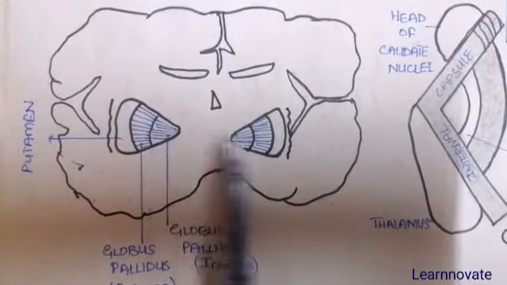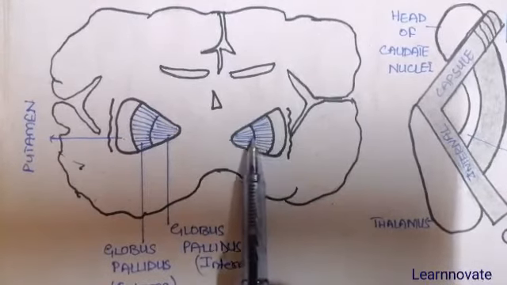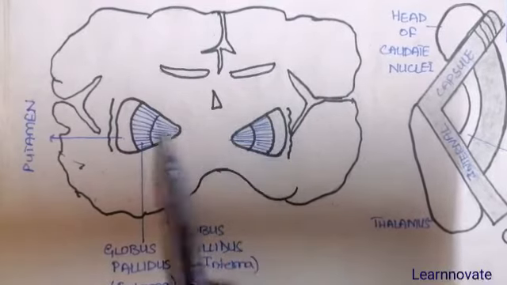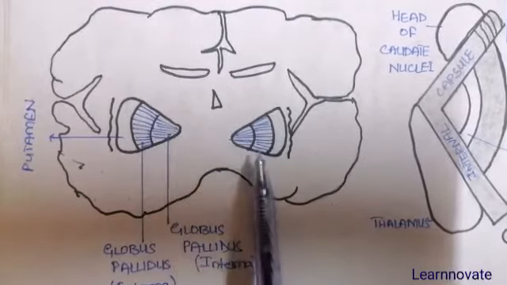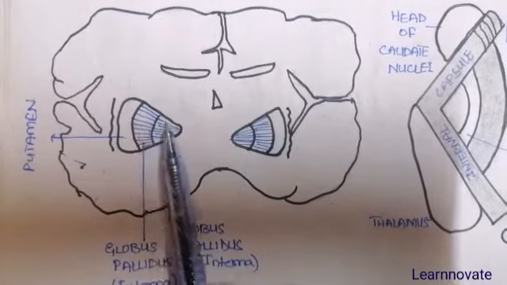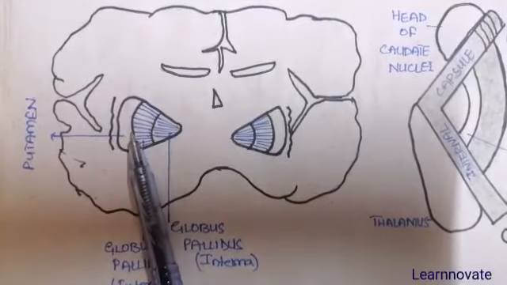These are the two corpus striatum that we can see. Actually, they show only the lentiform nuclei. The position of the lentiform nuclei here: you can see these are two wedge-shaped masses of grey matter. They are located deep in the cerebral hemisphere, and this grey matter is divided by a sheet of white matter into two parts.